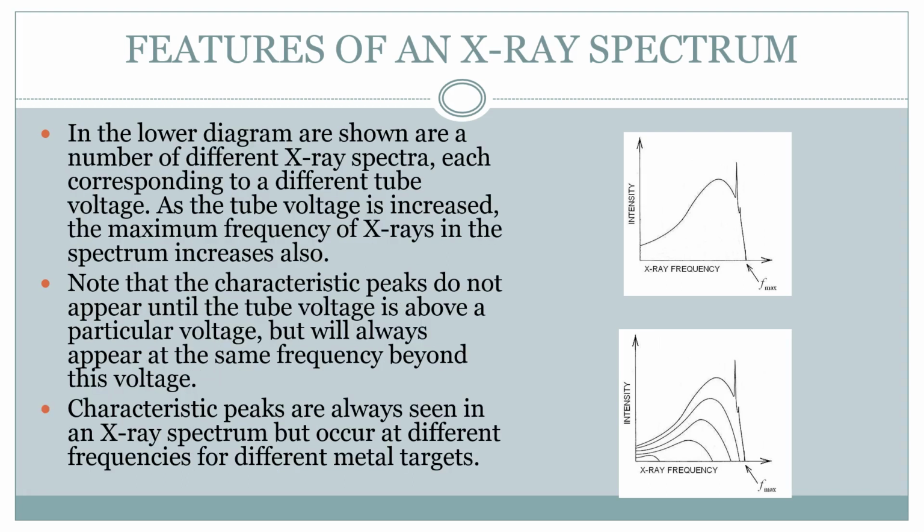Now, in the lower diagram on the right there, you will see a number of different spectra have been drawn in there. There's a number of different lines. Each of those corresponds to a different voltage that's used in that tube. So the innermost one, the one that ends at the smallest F value, in the bottom left-hand corner of the spectrum, that would be the lowest voltage. And then as the voltage is increased, you can see that the spectrum extends further to the right.